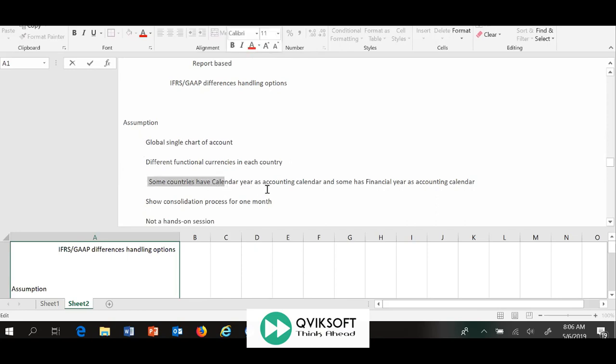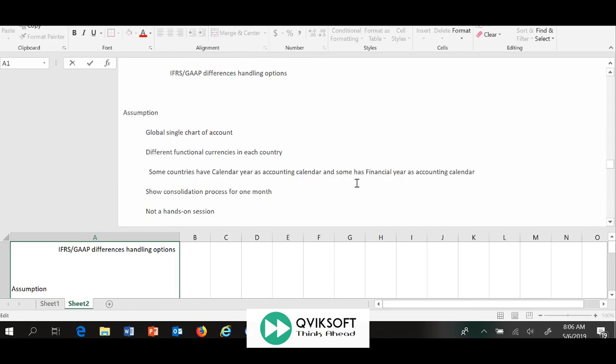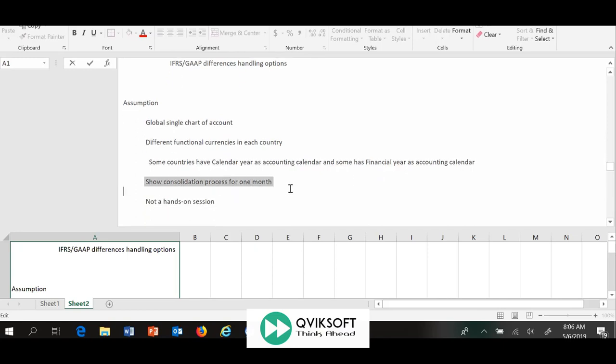Some countries can have calendar year as the accounting calendar, and some can have financial year as the accounting calendar. This is one of the requirements which you wanted to cover, right? And if we have this requirement, how do you do consolidation? I'll share with you two different aspects on this one. And then I'll show you the consolidation process for a month.